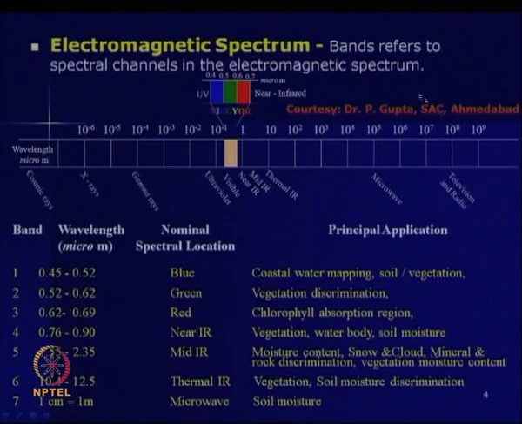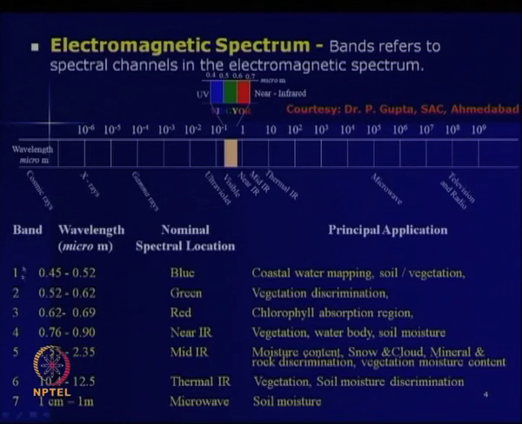So here we use the bands, which refers to spectral channels in the electromagnetic spectrum. Here we can see that as per the wavelength in micrometers, there are various electromagnetic spectrum bands: cosmic rays, X-rays, gamma rays, ultraviolet, visible, near infrared, mid infrared, thermal infrared, microwave, and then the wavelengths used for television and radio. For remote sensing purposes, we use the range starting from ultraviolet to sometimes microwave.